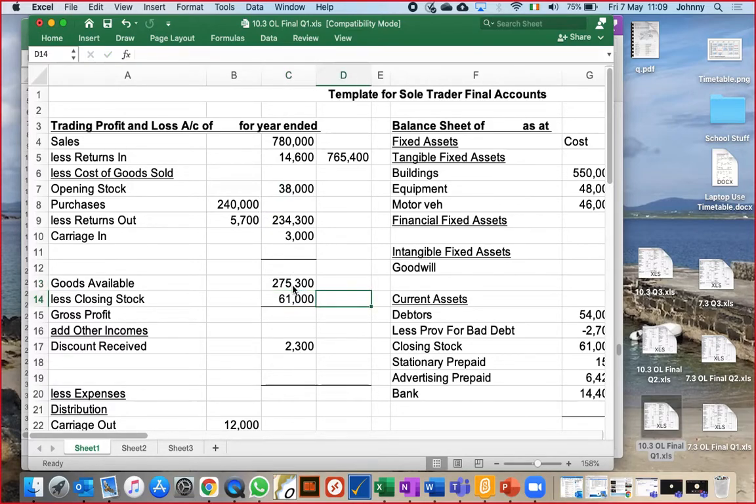And our closing stock we'll take away, and that goes in the right-hand column. This gives us the cost of goods sold. And we take away the cost of goods sold from the real sales figure, and that gives us gross profit.